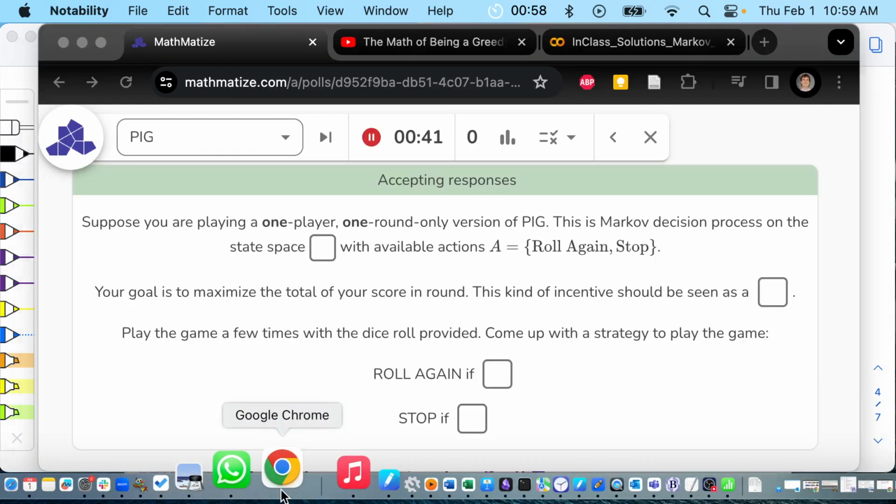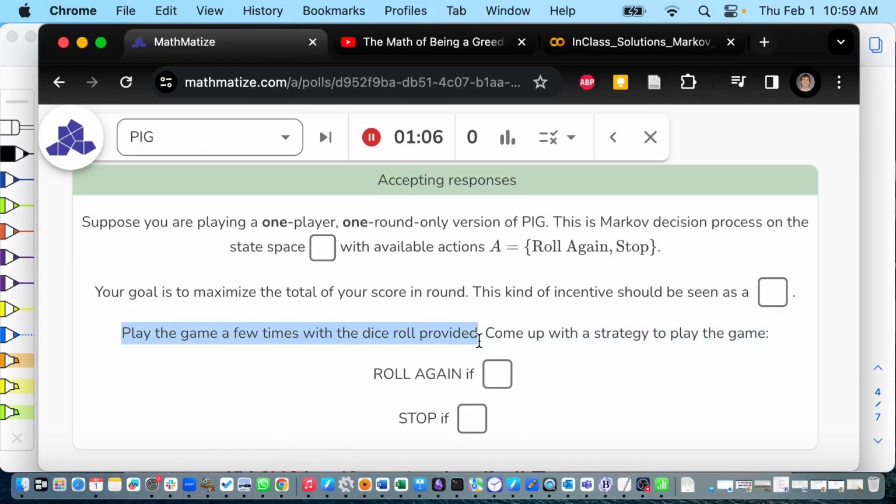And then what I want you to do is play the game a few times with the dice provided. So I will give you a dice, and you will roll and play a couple times and see if you can come up with a good strategy. Okay. So roll again if blank, when are you going to choose to roll again? When are you going to choose to stop? Of course, the answer to this is kind of the rest of the video, but we're going to do it ourselves as well. You guys can watch the video at home.